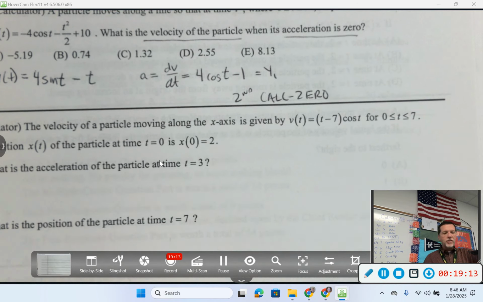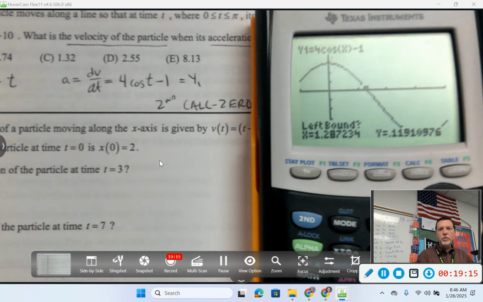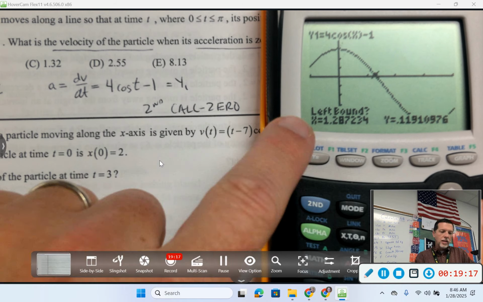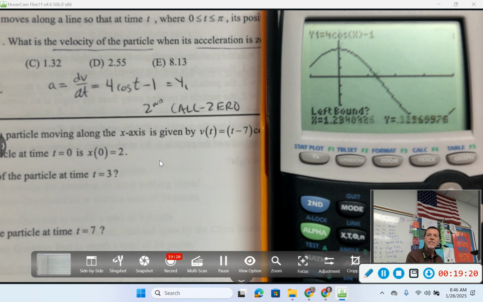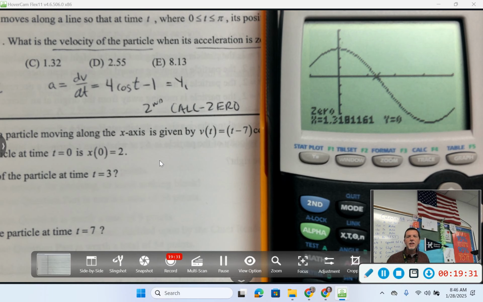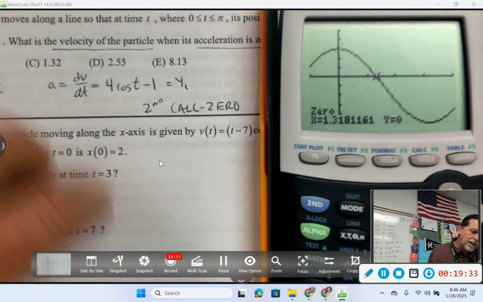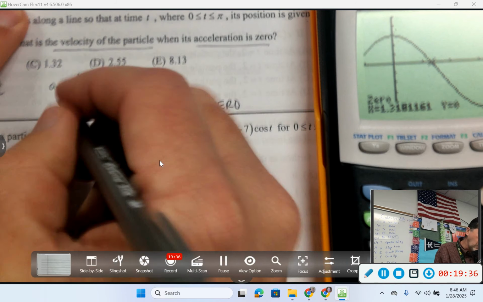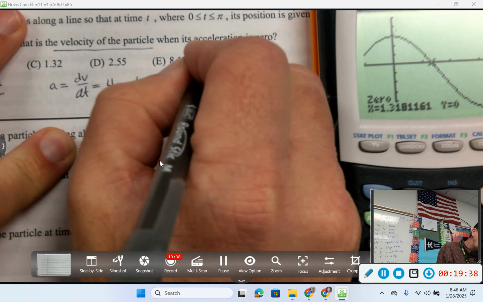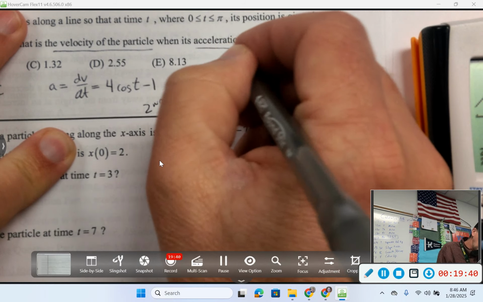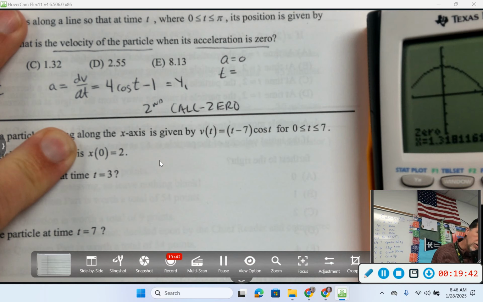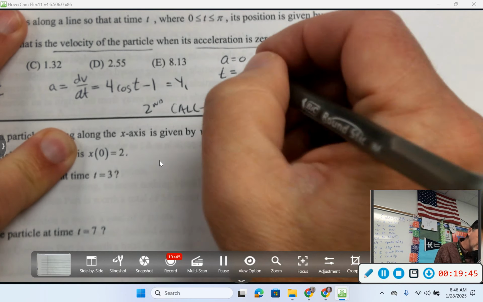And if you make it that far, the calculator will walk you through what to do the rest of the way. Left bound, question mark? So that means get to the left of the 0. And press enter. Right bound, question mark? Get to the right of the 0 and press enter. Guess you could just press enter again. And so there's my time when acceleration is 0. So a equals 0 at t equals 1.318.